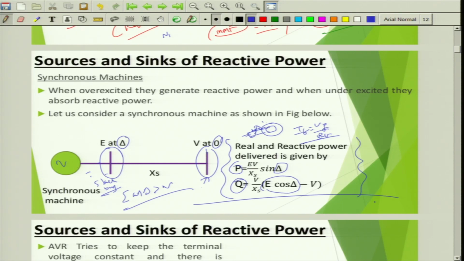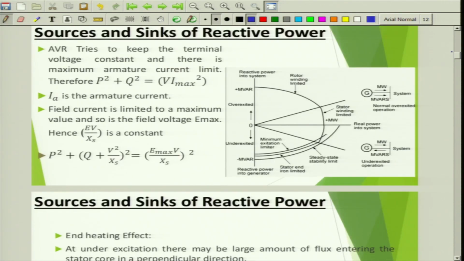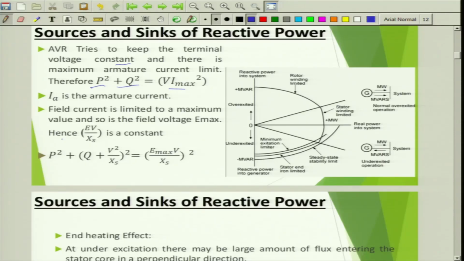Now the automatic voltage regulator tries to keep the terminal voltage constant, and there is also a maximum armature current limit. It is not like you have infinite capability to exercise. So there is a limit, ultimately driven by this expression: P square plus Q square is equal to the overall apparent power capacity, V into I maximum, squared.